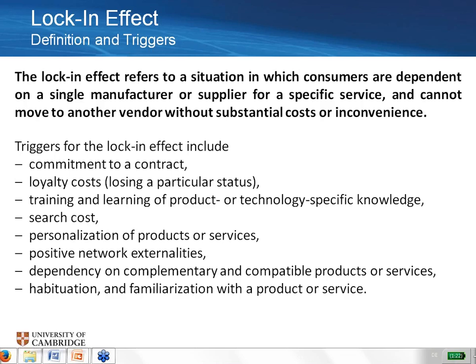There are also search costs. If you have different competing services and it takes the customer some time to come up with a decision which service to use, then he's more likely to remain with your service. Important also in the context of servitization are dependencies on complementary and compatible products or services, which are offered in addition to the core service or product. And finally, it has something to do with habituation, familiarization with the product or service. I will come back to this list later on.